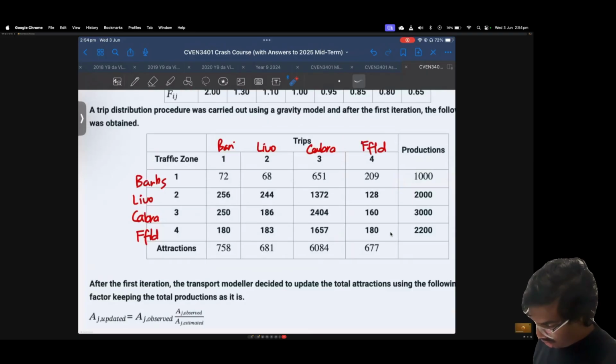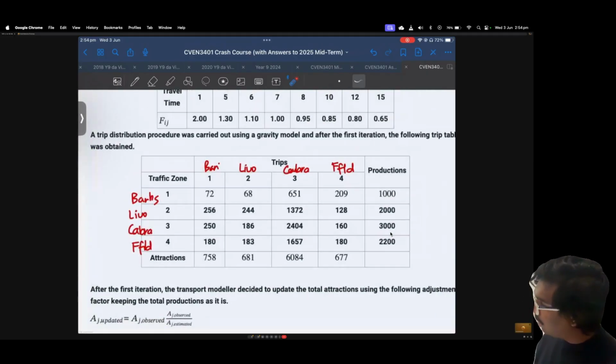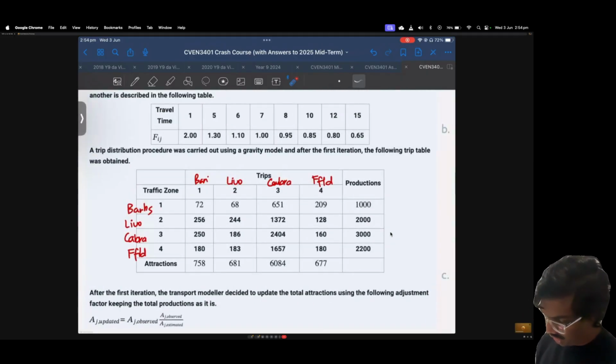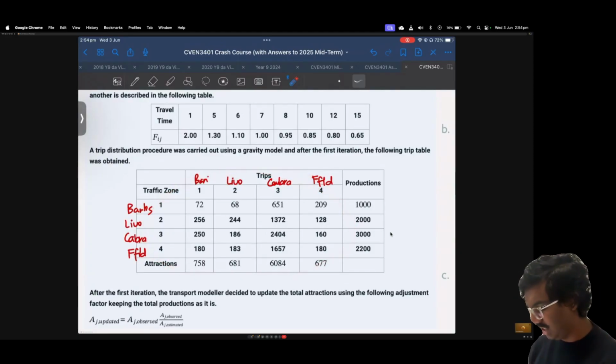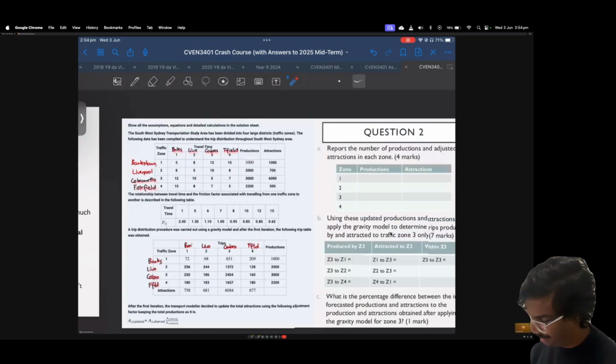So hopefully that makes sense now. I'm going to talk about it more, but I just wanted you to actually understand what the table is trying to illustrate, okay? Now, after the first iteration, the transport modeler decided to update the total attractions using the following adjustment factor, keeping the total production as it is. So he took the attractions observed and multiplied it by attractions observed over attractions estimated. All right, and we'll talk about that more in a bit.